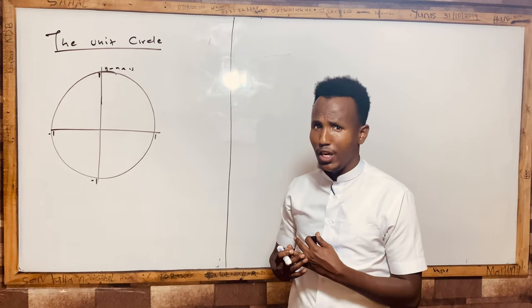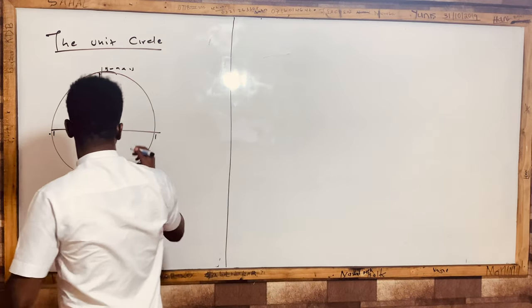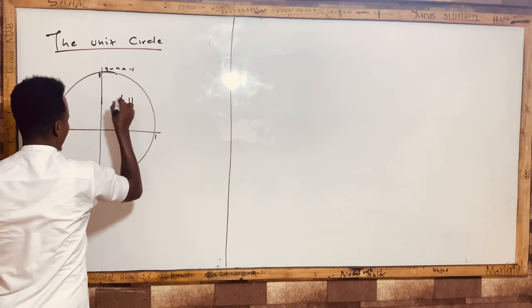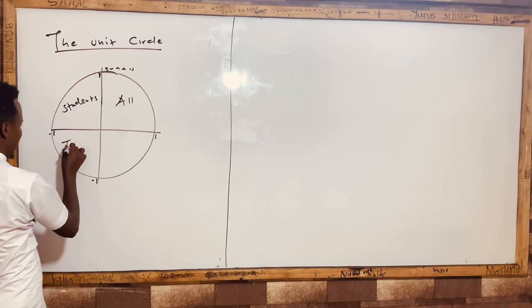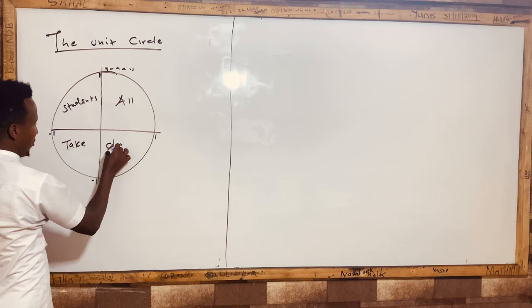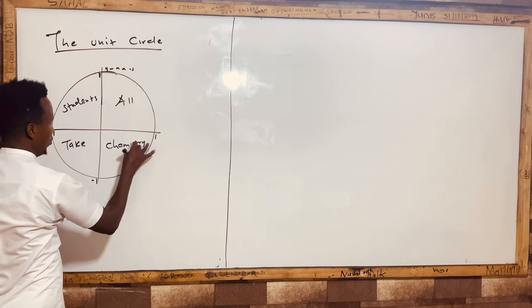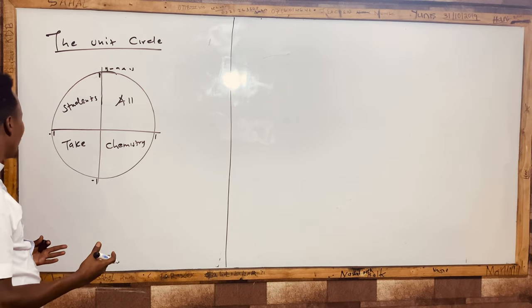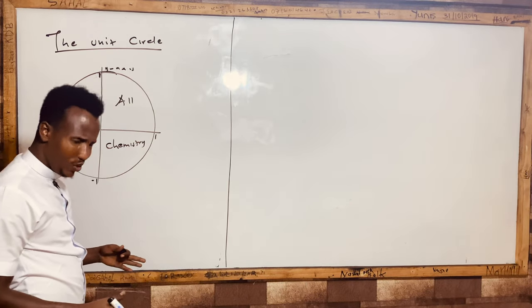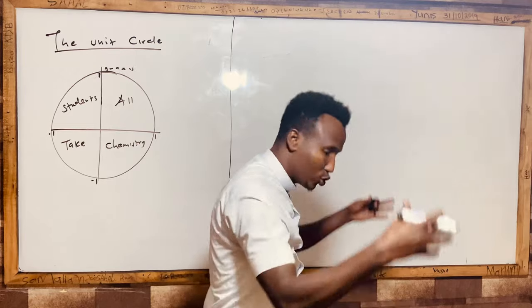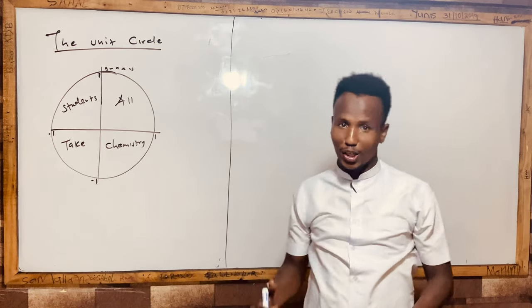But here in form 3, we'll be using this principle, which says: All Students Check Chemistry. Look at this one, very beautiful, by the way. What does it mean? They're not saying all the students in their school are taking chemistry. No, that's not the case.